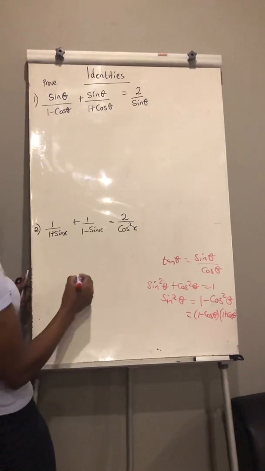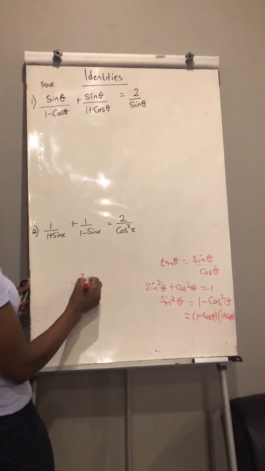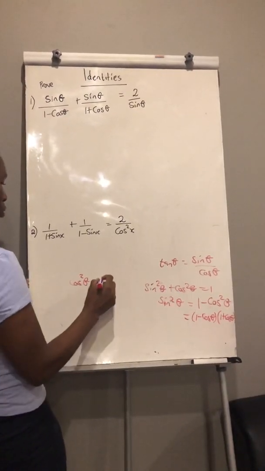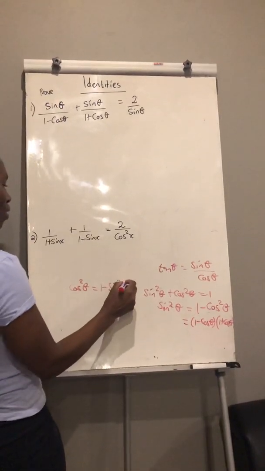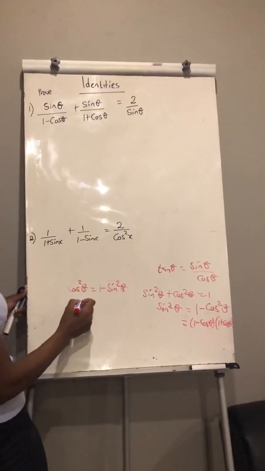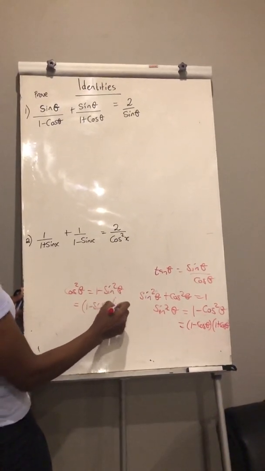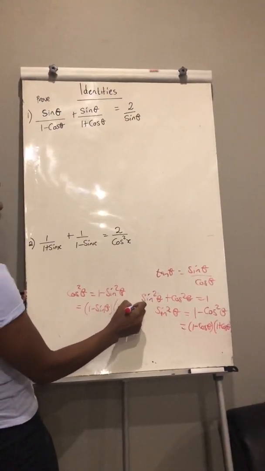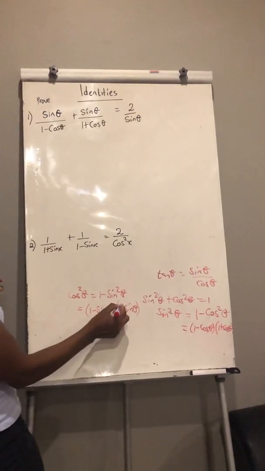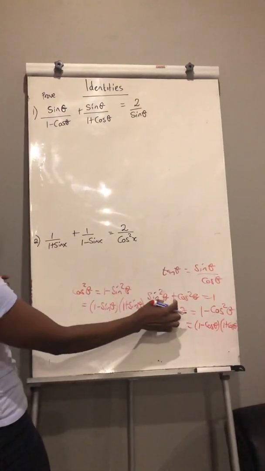The same is true for cos squared theta, okay? So you can really express it as 1 minus sine squared theta, of which you can notice how this is a difference of two squares, and also write it as 1 minus sine theta, 1 plus sine theta. So you should be able to identify when this thing arises.